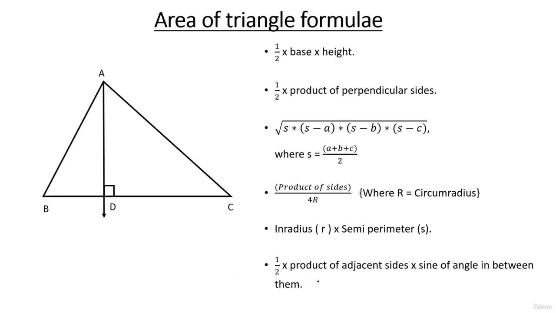And the last formula, which we will discuss in trigonometry, is basically half into product of the adjacent sides into sine of the angle in between them. Don't worry, in trigonometry we'll discuss this. So if you have a triangle having sides a and b, adjacent sides, and theta is the angle in between them, the area will be given by half into ab into sine theta. Don't worry, we'll discuss this in detail when we study trigonometry.